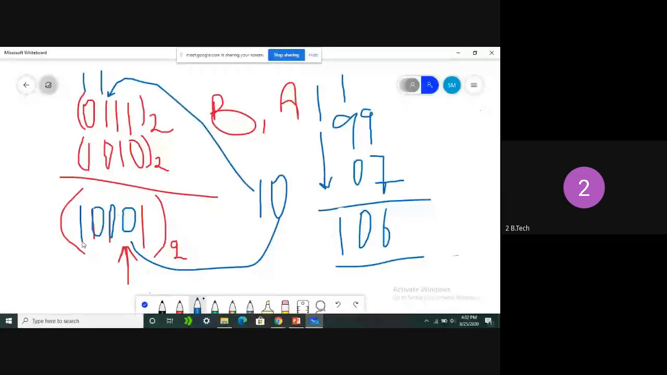This is the way our simple calculator processor follows the process inside it. If you take a simple calculator and click 4 plus 6, what it does is convert the 4 into binary, and 6 into binary, and then perform the addition operation.